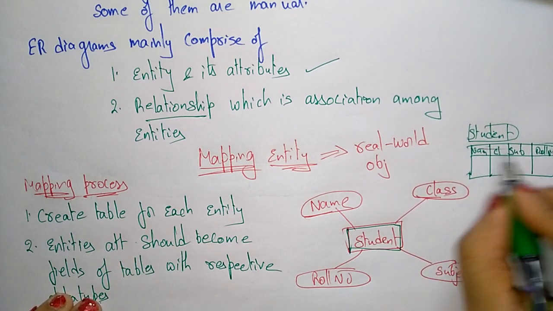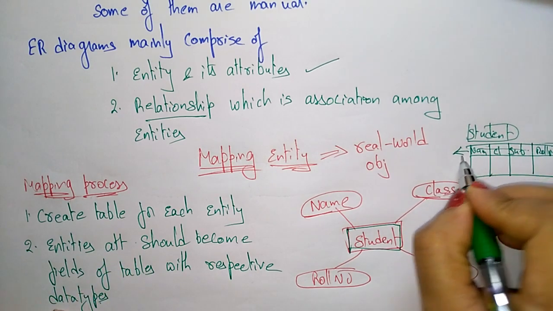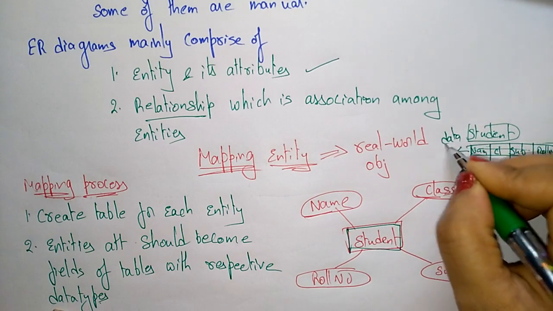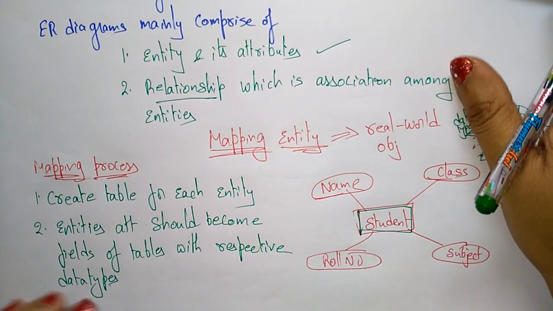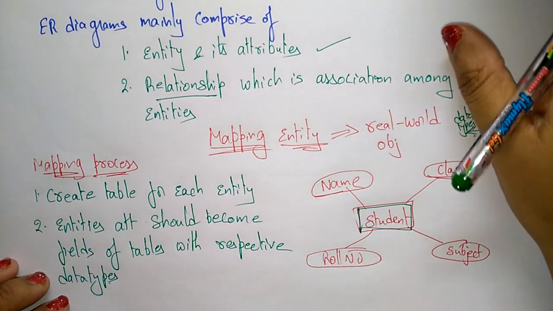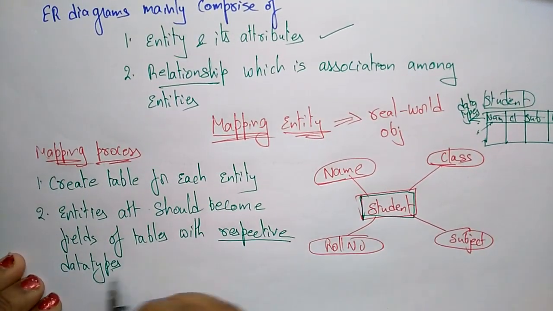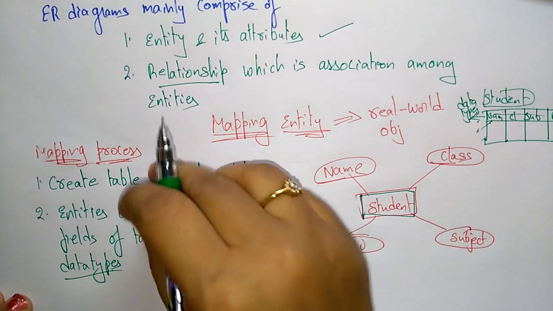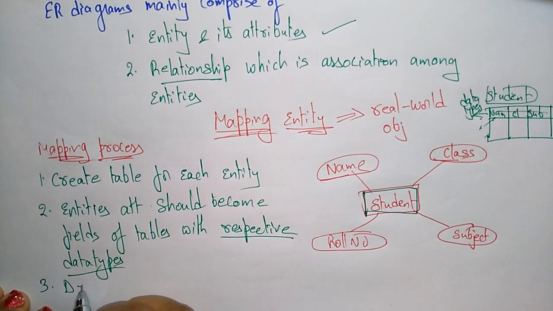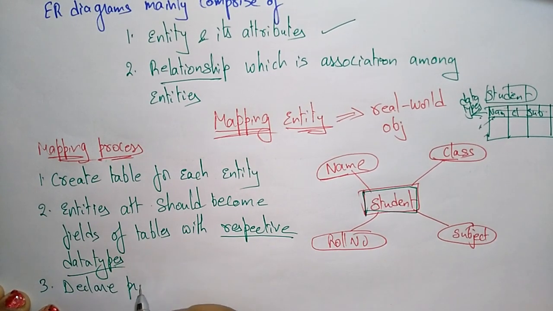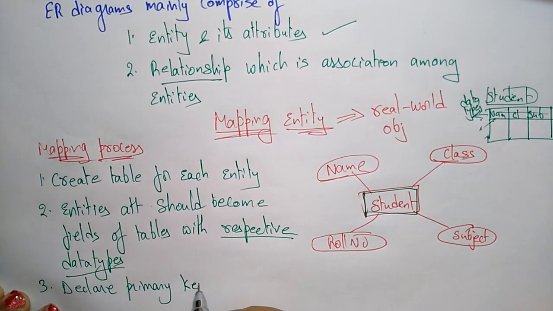So for these fields you have to declare data types. Roll number should be an integer, and name should be characters. Name is compulsory, it is a character. So like that, every field of an entity should be declared with its data type. So that is the second step of the mapping process. And the third is you have to declare a primary key. So this is the mapping process.